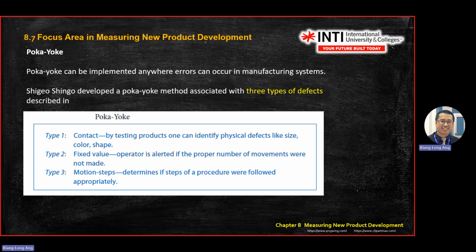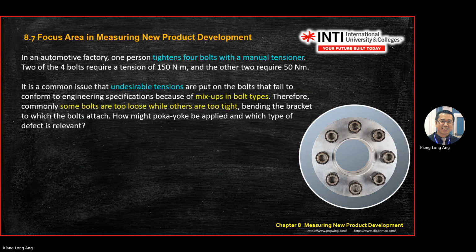First, contact means you are able to identify the physical, like size, color, shape. Fixed value is that the operator is alerted if the proper number of movements were not made. Moving step here determines if the steps of the procedure are followed appropriately. Okay. So these are examples.